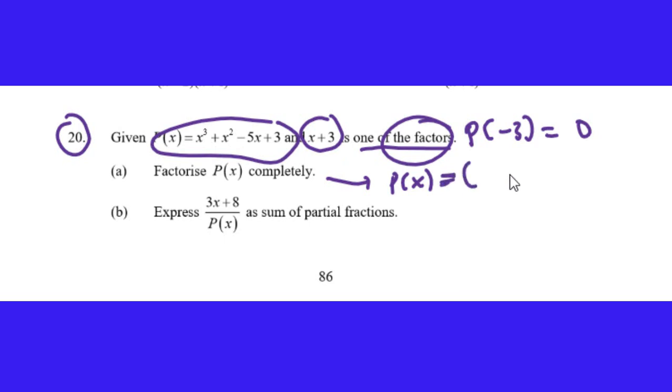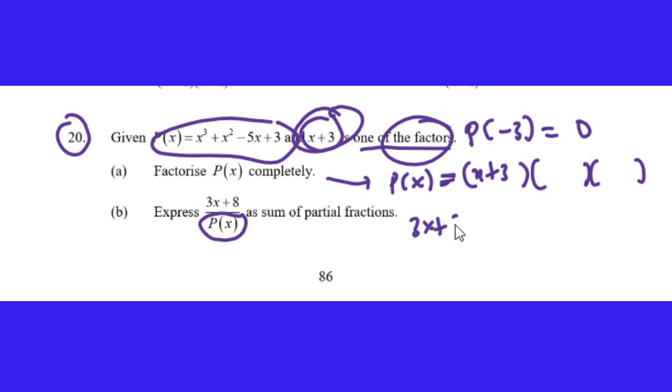Then you have to factorize into 3 brackets completely. This one of the factors, so this one is x plus 3. Then find the other two. Okay, next, express 3x plus 8 over this polynomial, 3x plus 8 over this one. The 3 brackets, cubic.